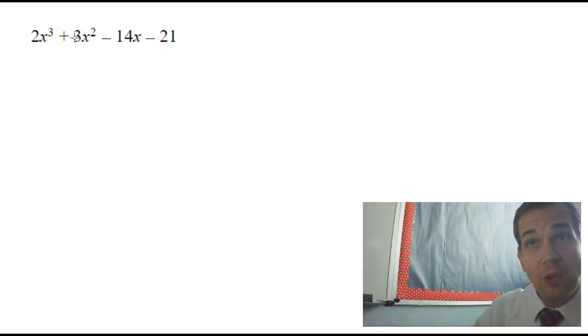We see 4 terms, it's cubic with all these middle terms, so we're going to have to give factor by grouping a try. I'm going to break this up into groups of 2 terms apiece.